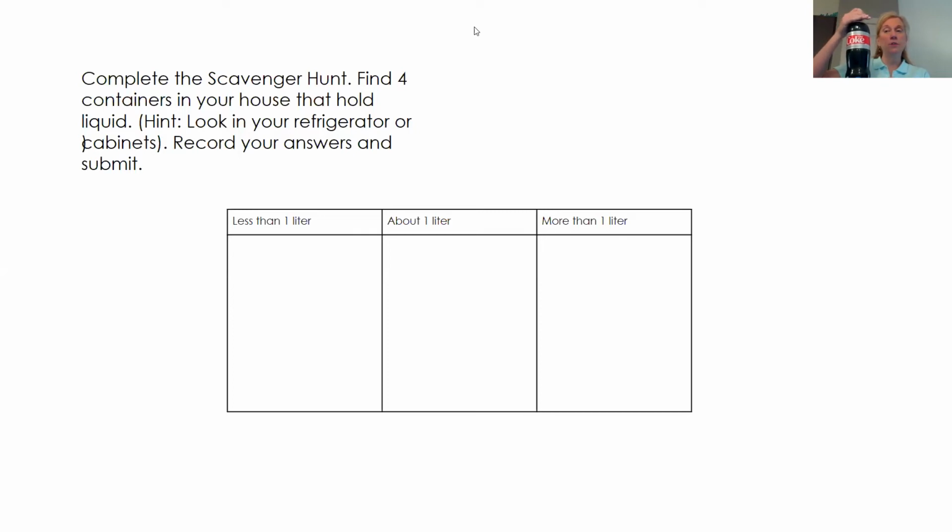And the next time you're at the store, look around and see what else you can find that might be 1 liter or more than a liter, or even less than a liter.